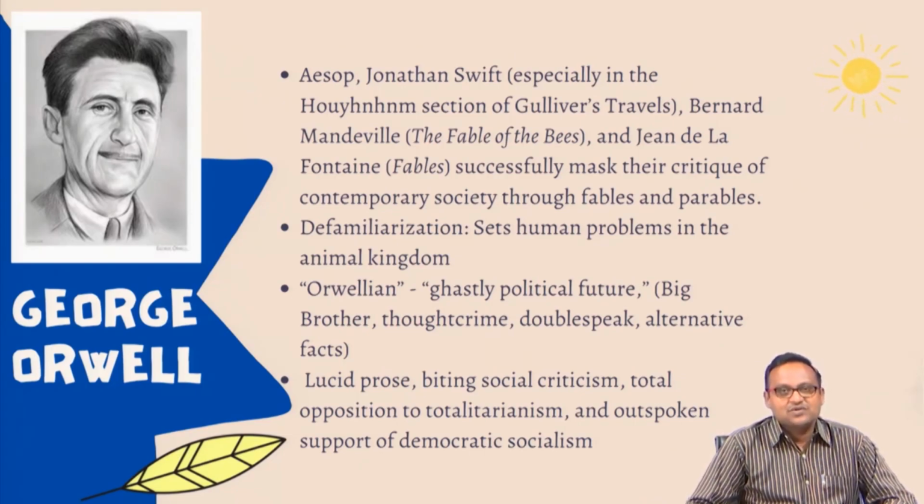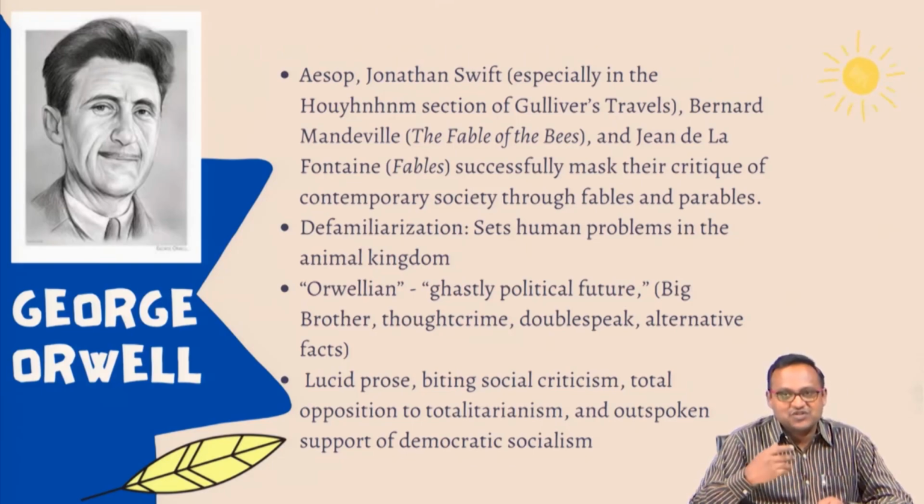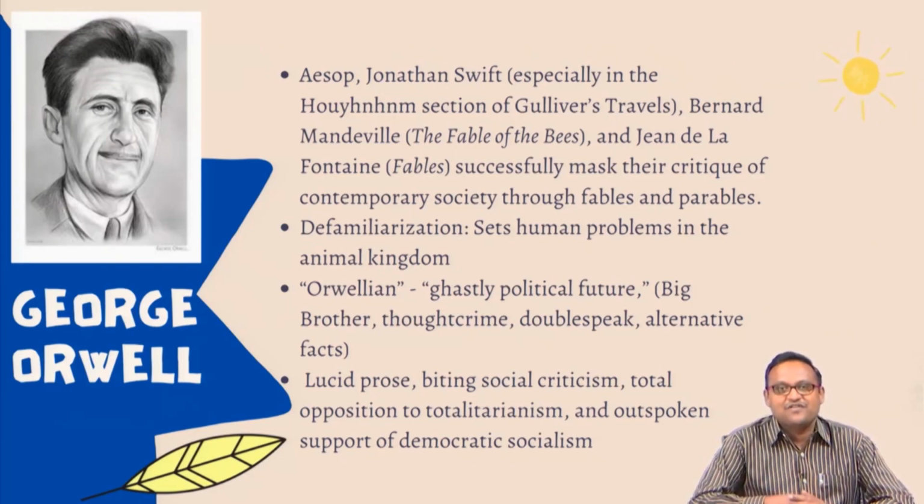This can be said for all fables and political allegories, especially, that they make use of the technique called defamiliarization that we discussed in the previous class. When you set the human problems in an animal kingdom, you defamiliarize the readers with the contemporary contextual thing, and once you create that kind of necessary distance, readers would be able to look at it from a fresh perspective. So, that is also one of the techniques that is used in the novel.